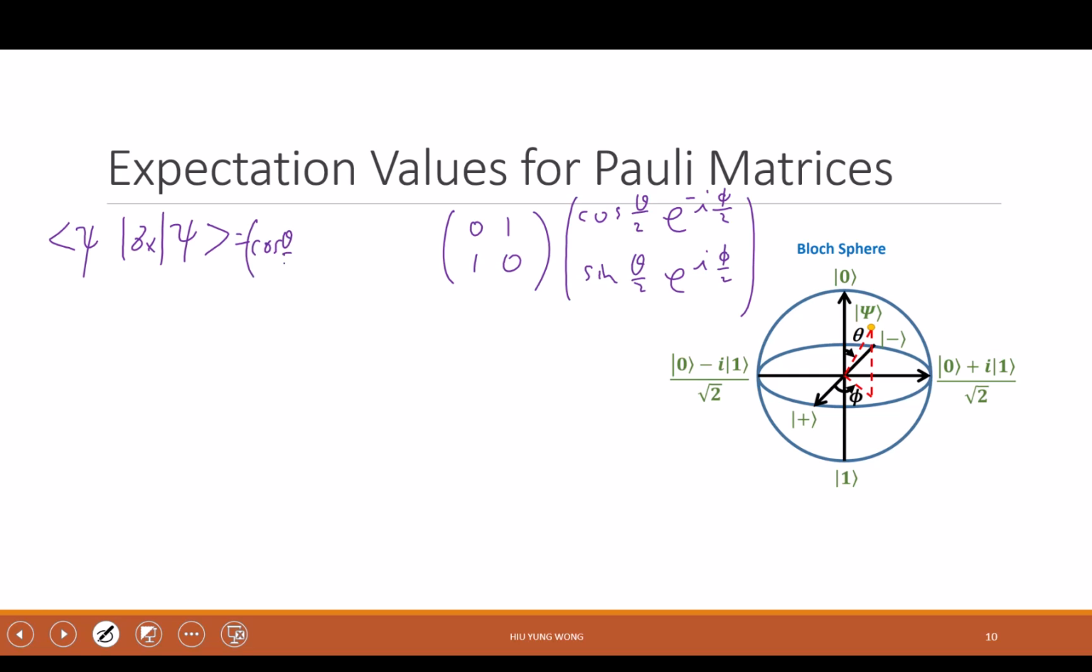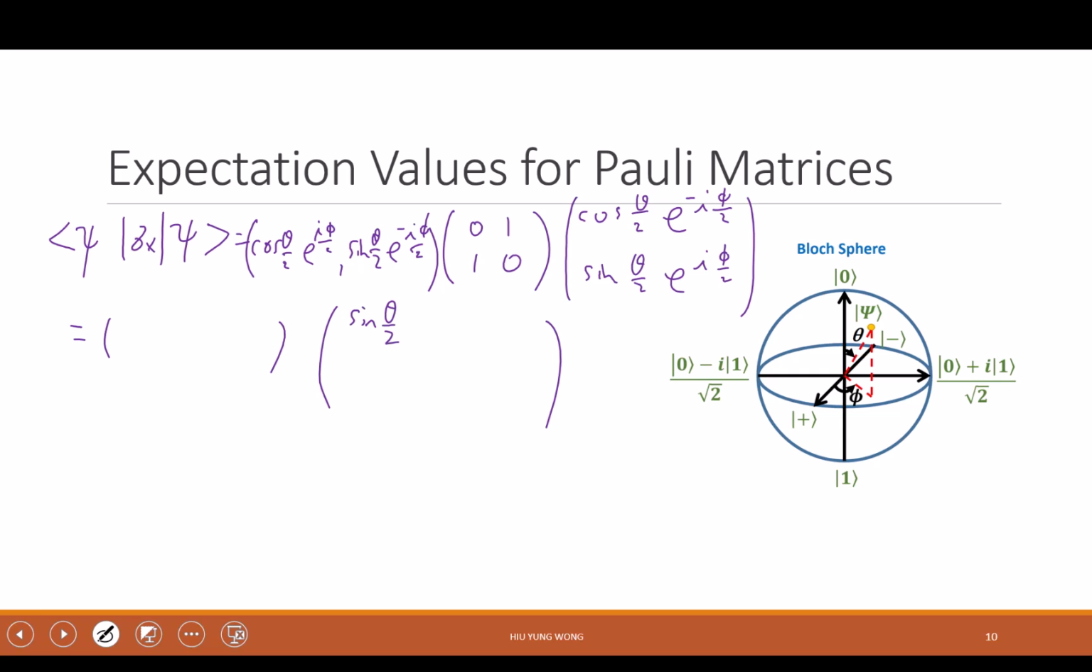Okay. How about for the row form? Cosine theta over 2, e to the power, what? i phi over 2, right? Because of the complex conjugate. Sine theta over 2, e to the power negative i phi over 2. Okay, so I do the same thing. Again, I'm lazy. I'm not going to write this. What do you get on the right? When you matrix multiply the vector, you get a vector. And what is that?